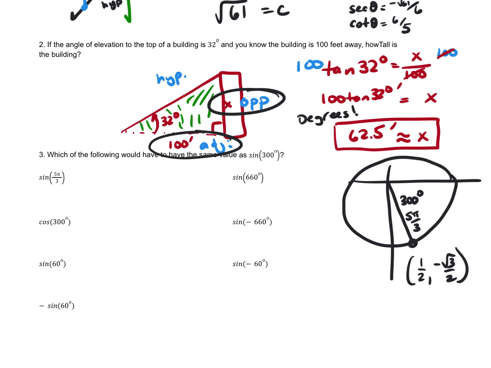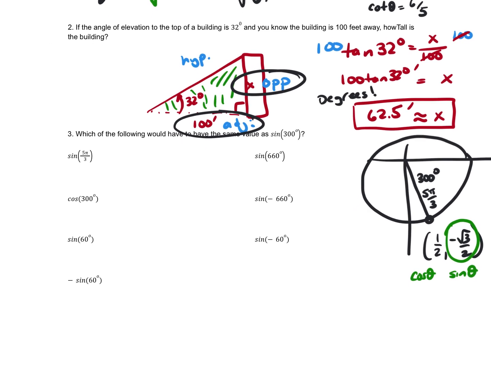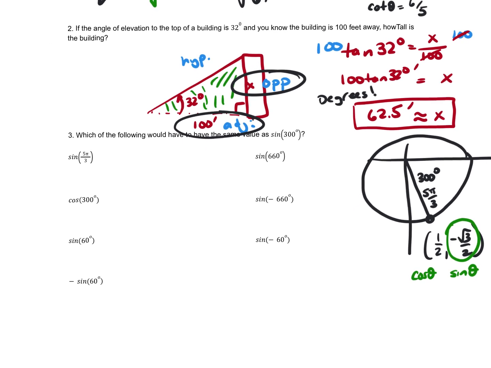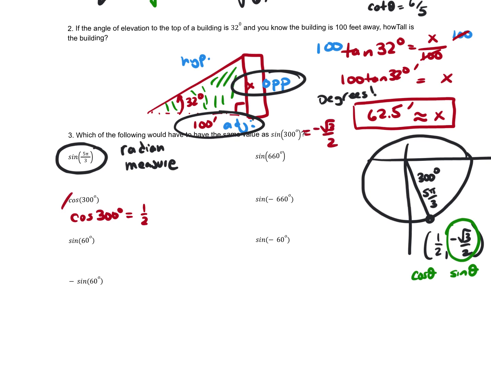Now remember, on the unit circle, this is always cosine and sine, so the sine of 300 is actually this radical 3 over 2. So if I want to look at which of these are the same, is the sine of 5 pi over 3 the same? And I would say it is. This is just the radian measure of 300. Now cosine 300, if I look at the unit circle, cosine of 300 is 1/2, while the sine of 300 is negative radical 3 over 2. So that's certainly not the same.